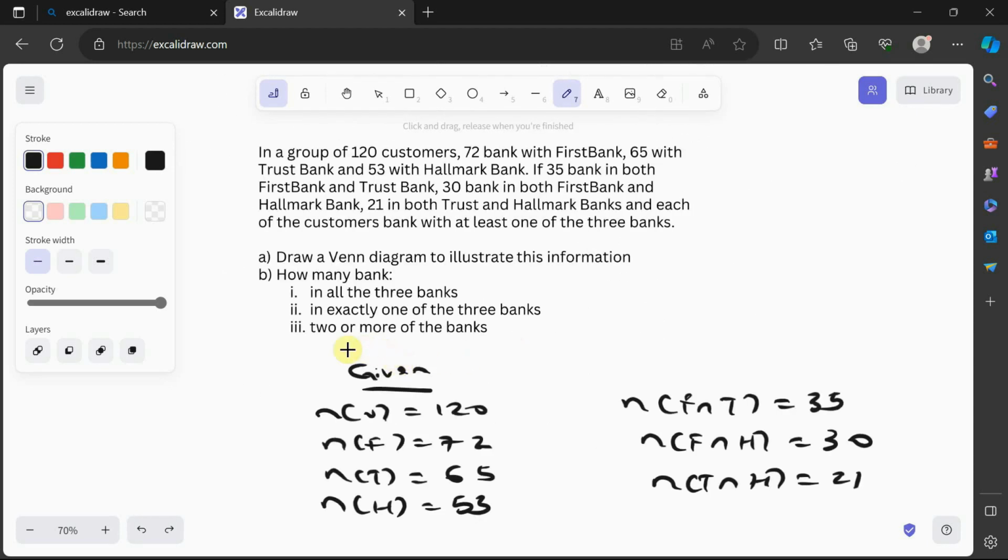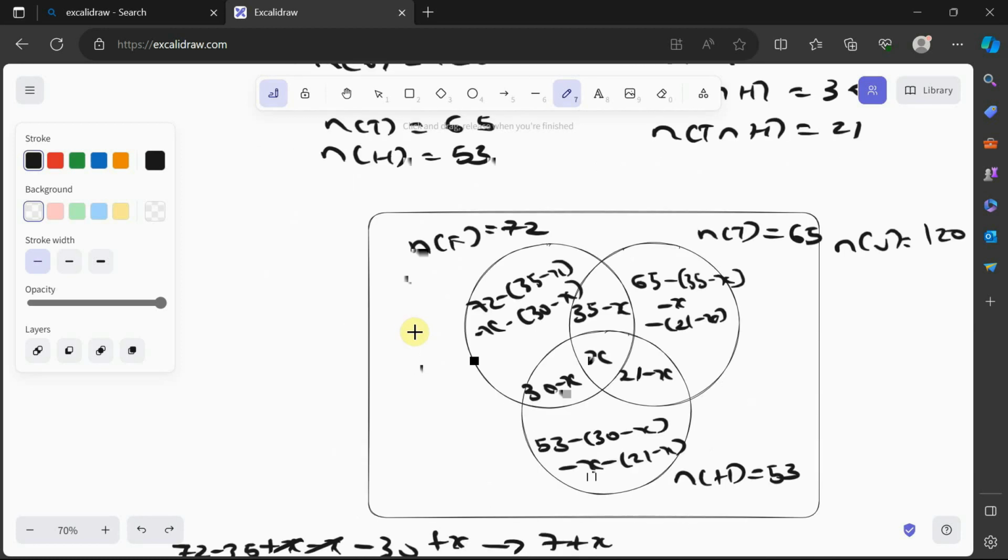Now the last one is asking how many bank in 2 or more of the banks. So that would be this 30 minus x, 35 minus x, 21 minus x, and then x. 2 or more is 2 or 3 banks. So we have to add all of these.